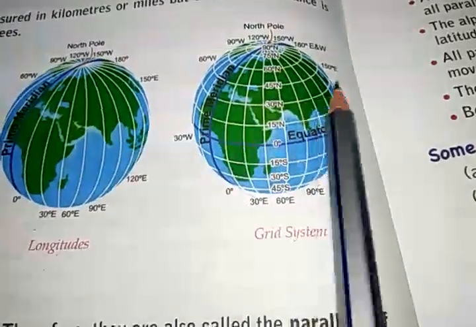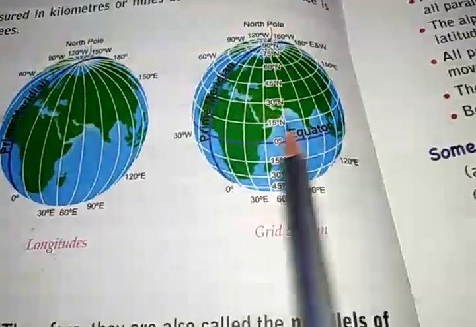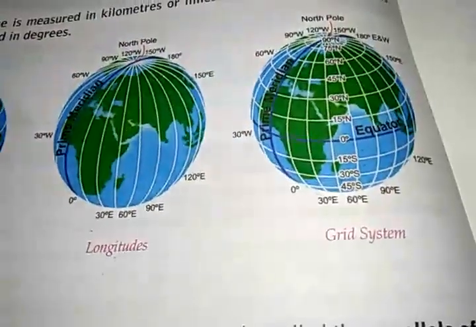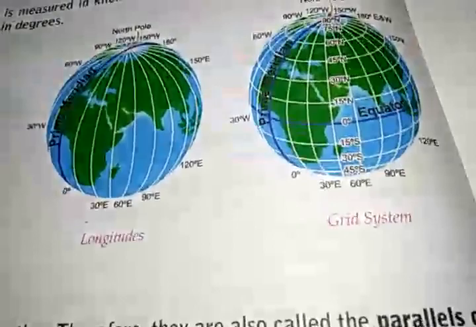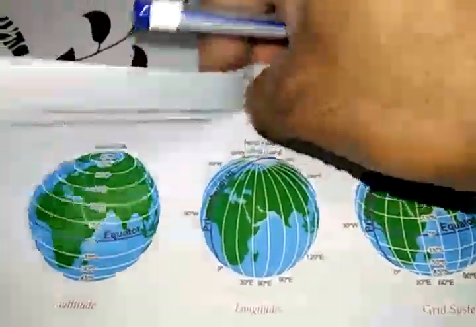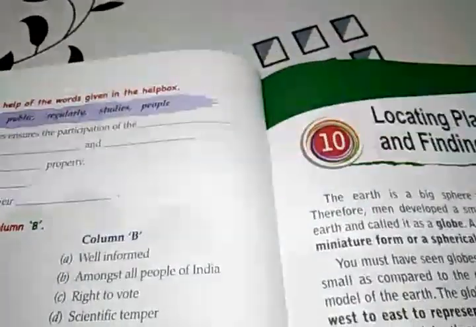This plenty of rectangular and square boxes, these are called the grid system. We will discuss what the grid system is also. So I hope you have understood what horizontal lines and what vertical lines are. Now we go to the lesson.